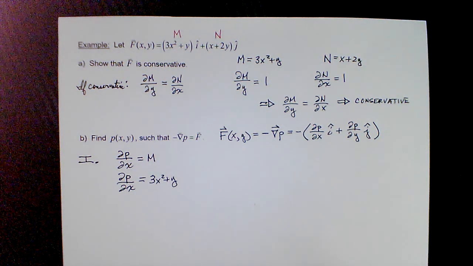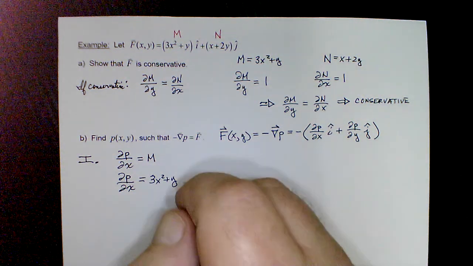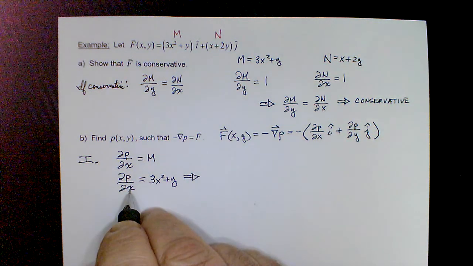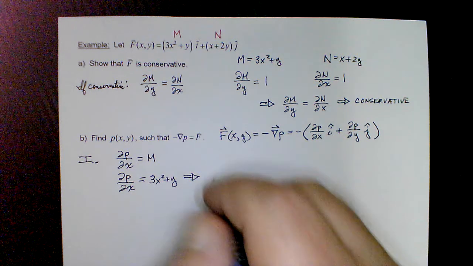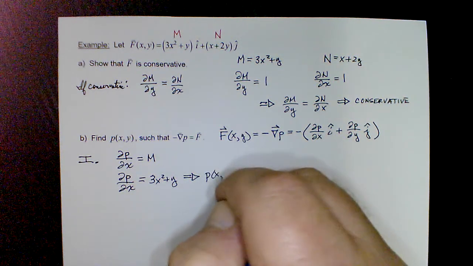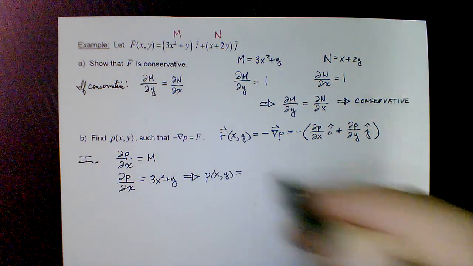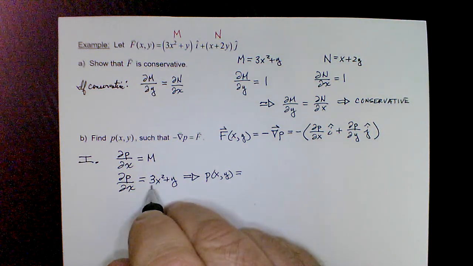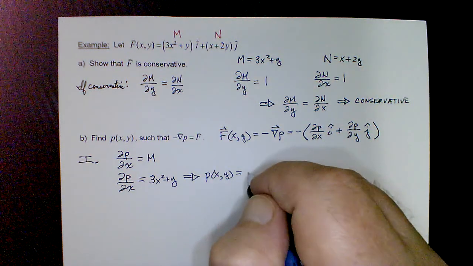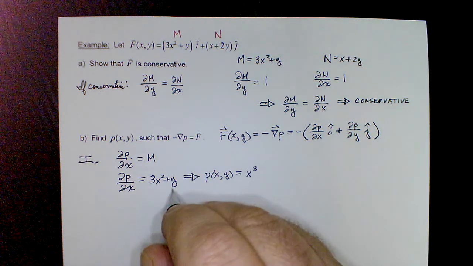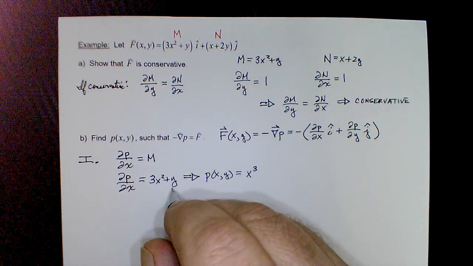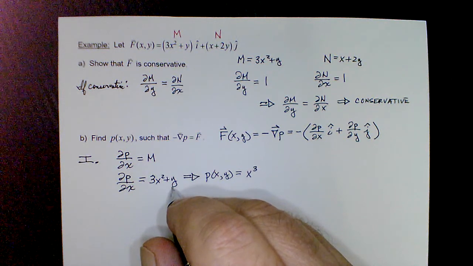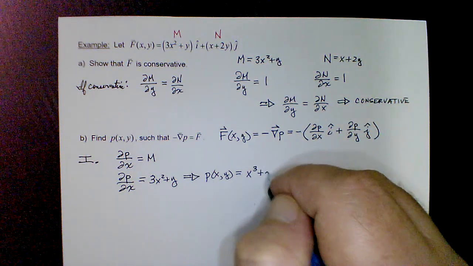Okay, so then if we want to find the potential function p, we're going to integrate with respect to x. And so I always introduce functional notation here. You don't have to. But p of xy then is the integral of this with respect to x. So integrating 3x squared, we get 3x cubed over 3, or x cubed. y is a constant, integrating y is like integrating 1 with respect to x, we get x, so plus xy.